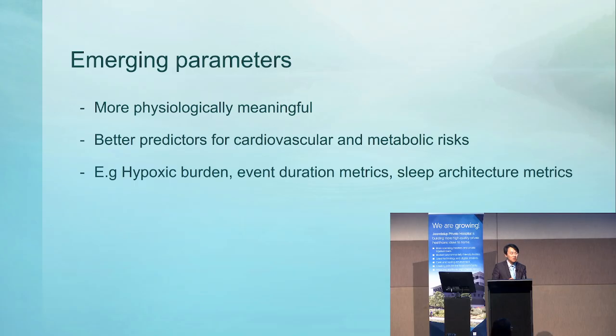So there are emerging parameters as we move towards more physiologically sensible parameters. For example, hypoxic burden, how long the episodes are, and sleep architecture metrics: whether they have enough REM sleep, whether their REM sleep is broken, whether they have enough deep sleep, whether their deep sleep is broken. So those are the emerging parameters. Keep an eye on this space, because in the coming years there will be new parameters for sleep apnea.